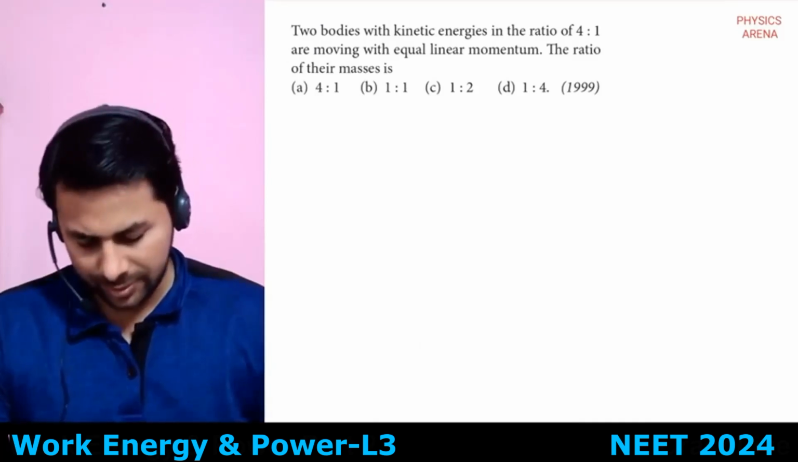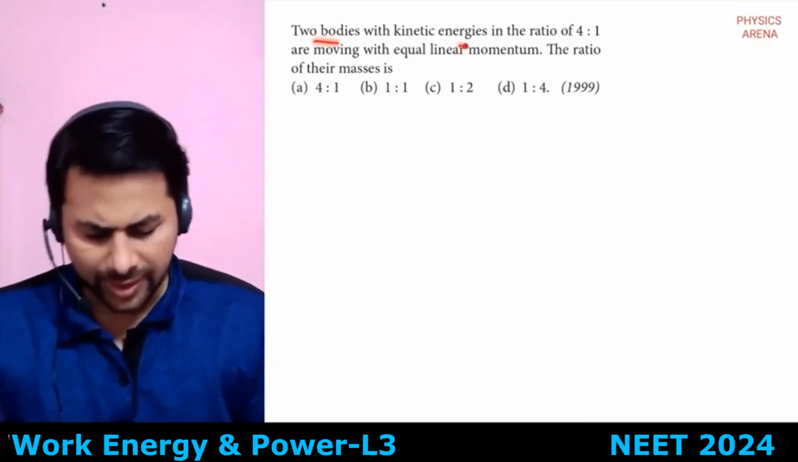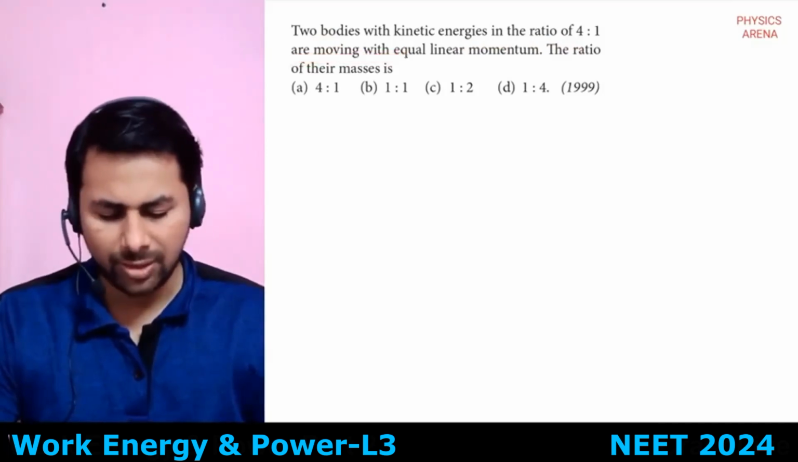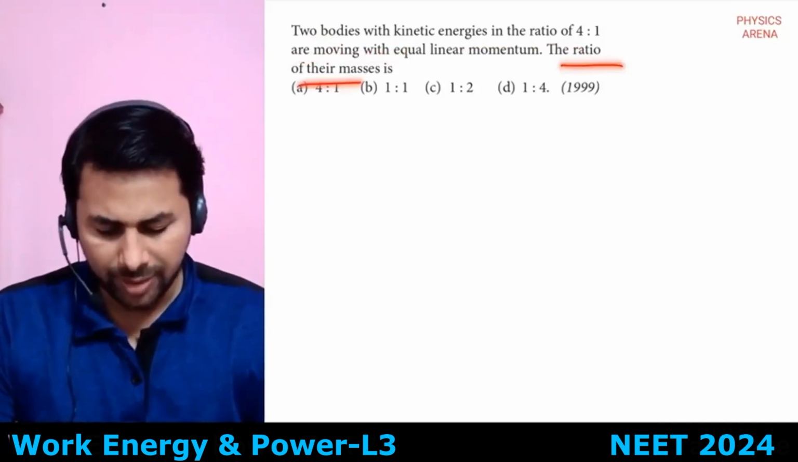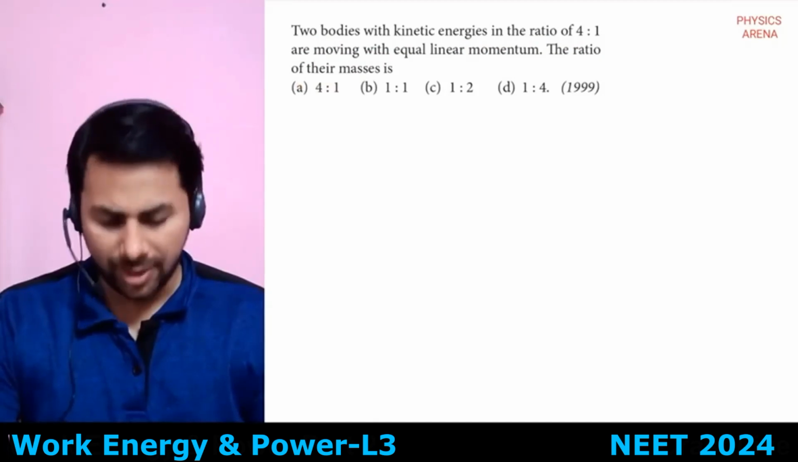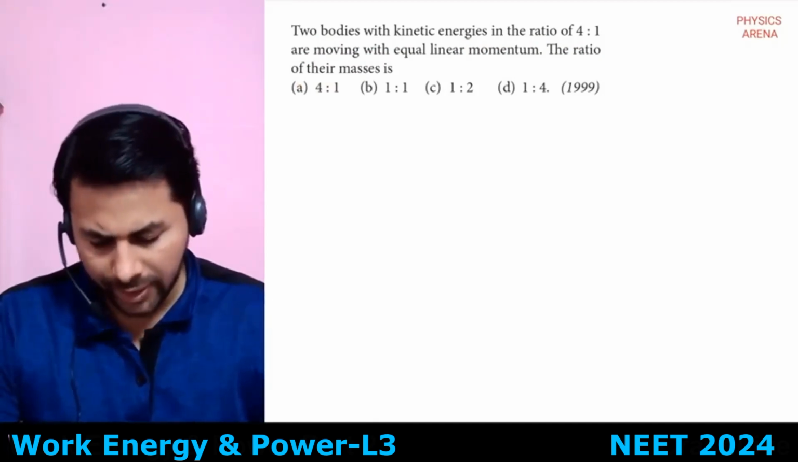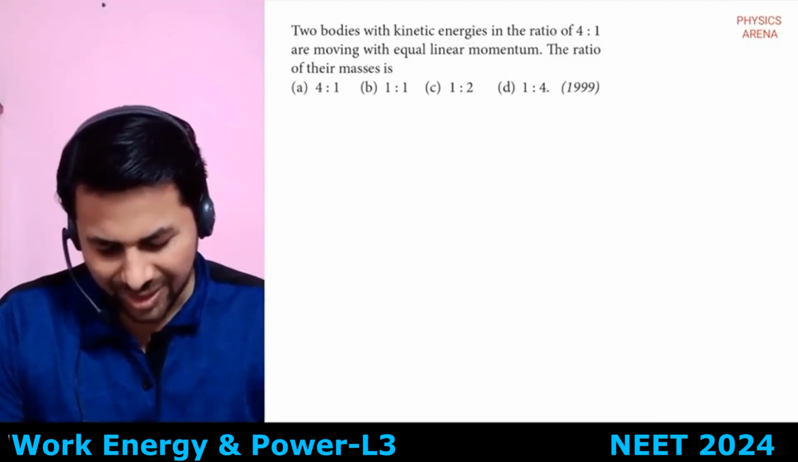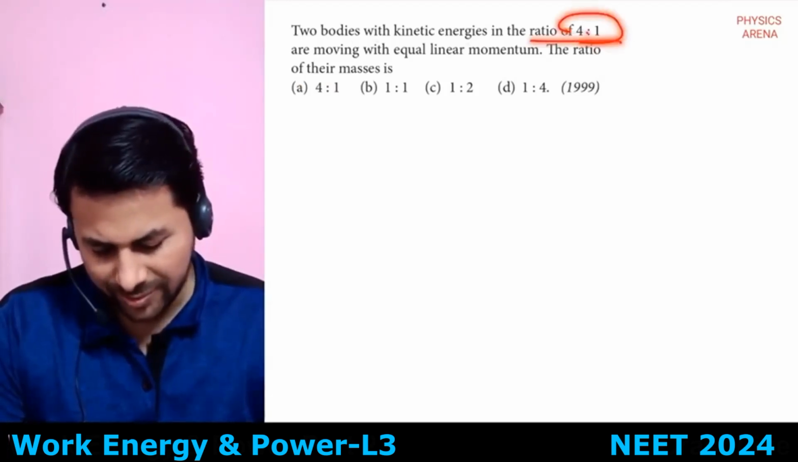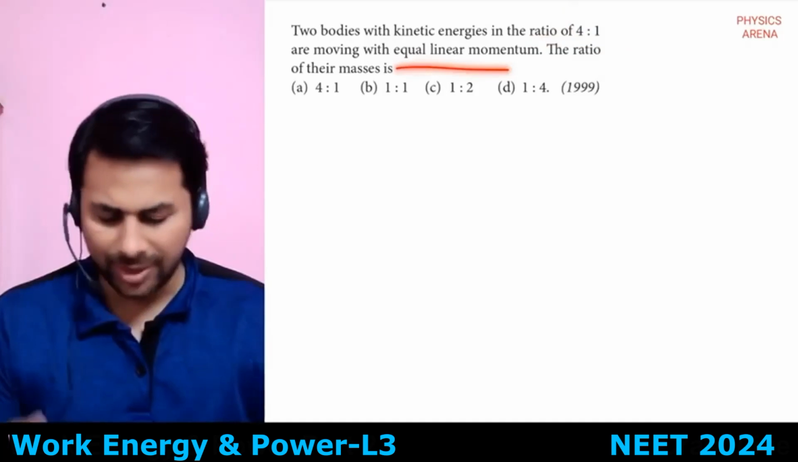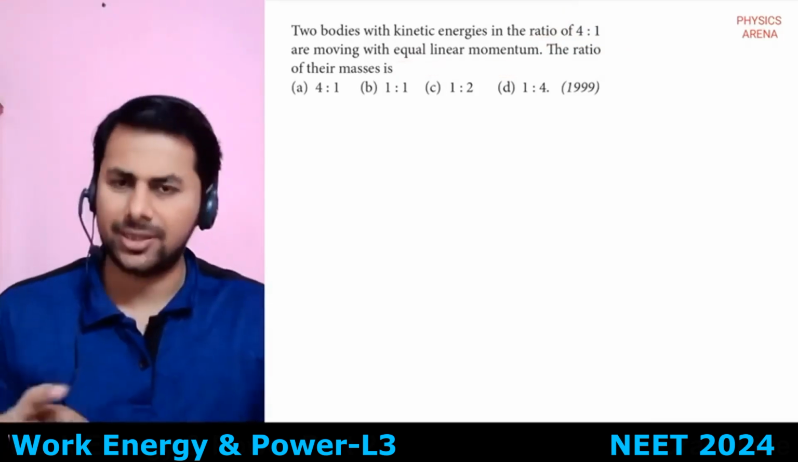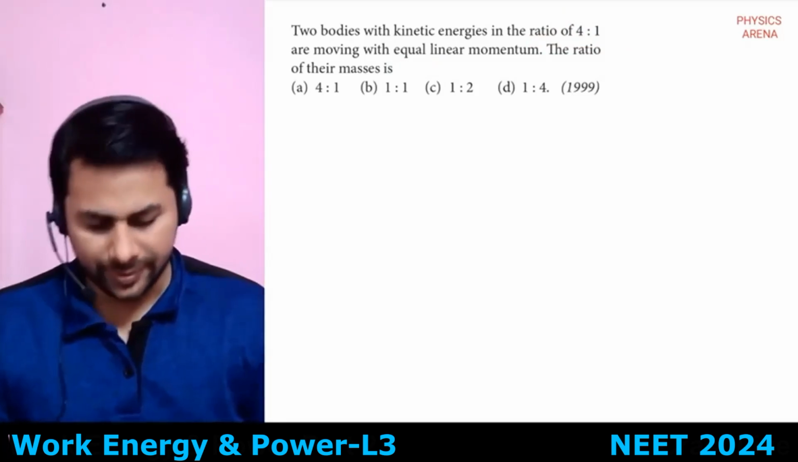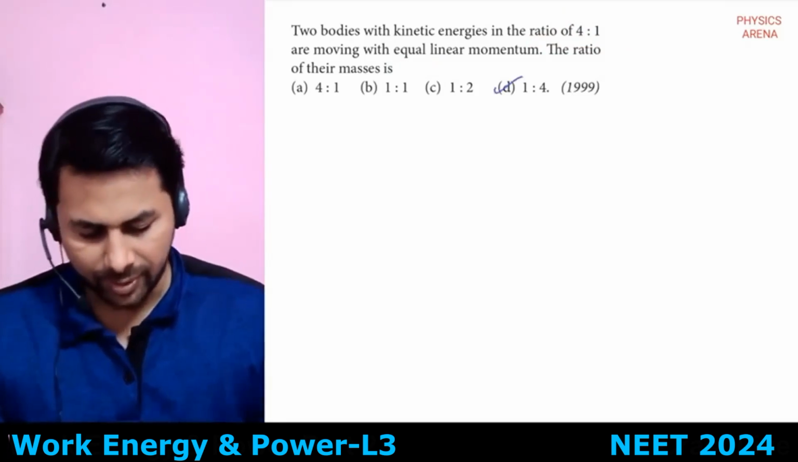Let's see the next one. Two bodies with kinetic energies in the ratio of 4 is to 1 are moving with equal linear momentum. What is the ratio of their masses? All right. Let me check. The kinetic energy is 4 is to 1, and momentum is equal, right? So kinetic energy is inversely proportional to the mass if momentum is constant, right? So it is option D, 1 is to 4.